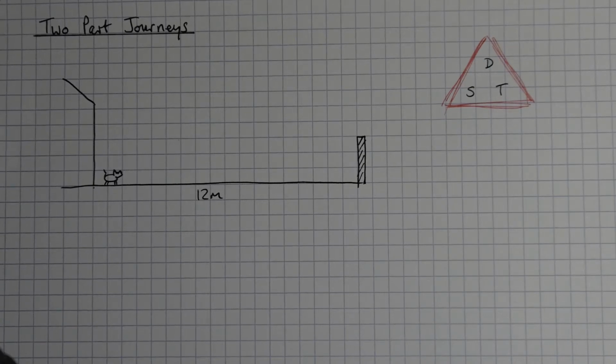So we carry on then with distance, speed, time. These are all two-part journeys. Simply put, they're a bit more complicated than the ones you did last week.